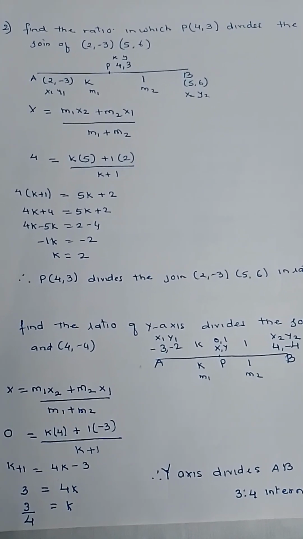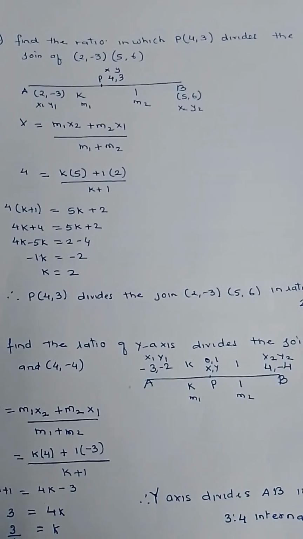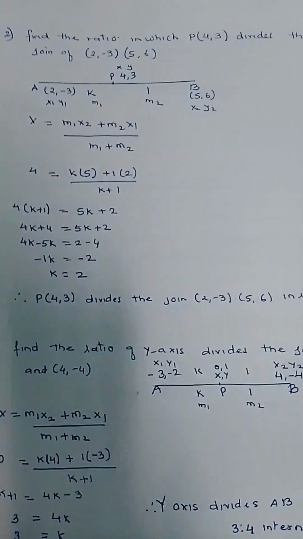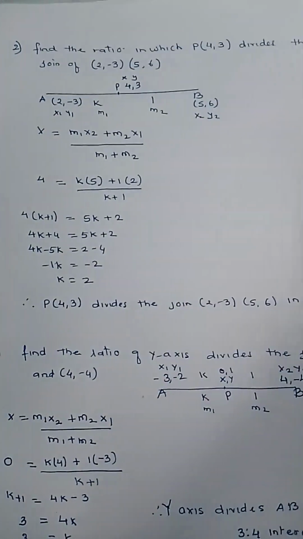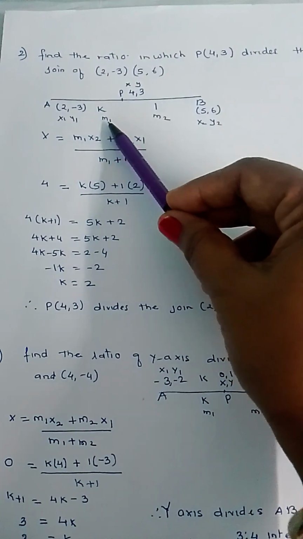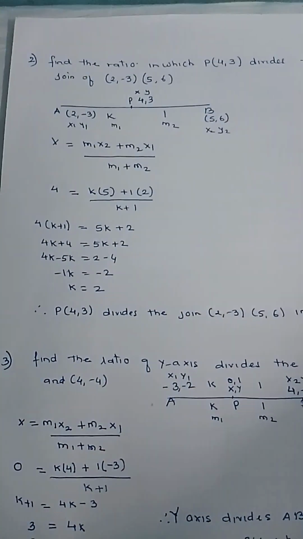This is another example where the ratio is not given but the coordinates are given. See, the coordinates are given, like 4 and 3, and the A and B coordinates are given. The ratio is not given, so we have to take it as k is to 1.